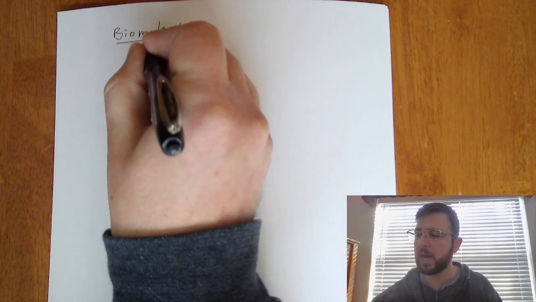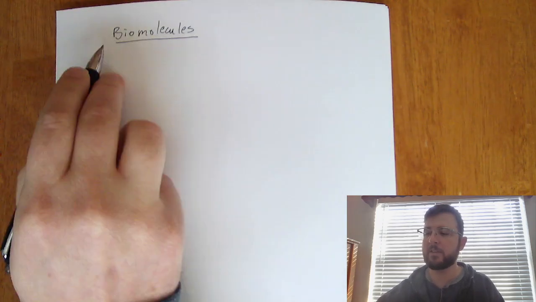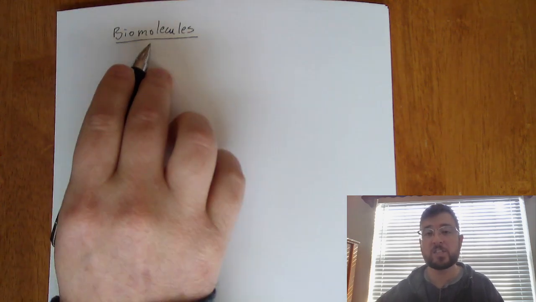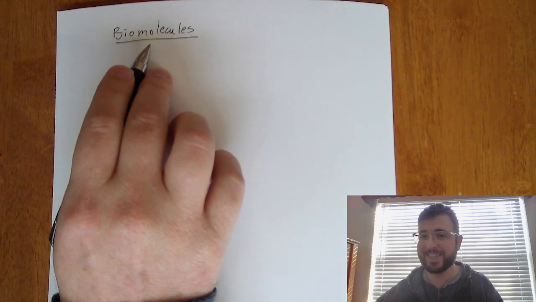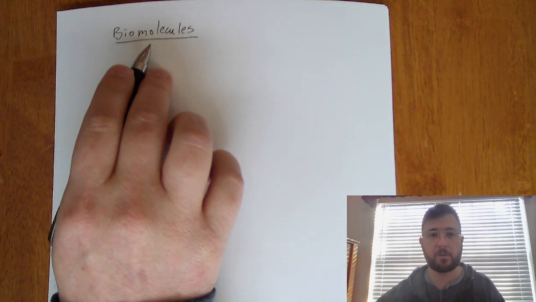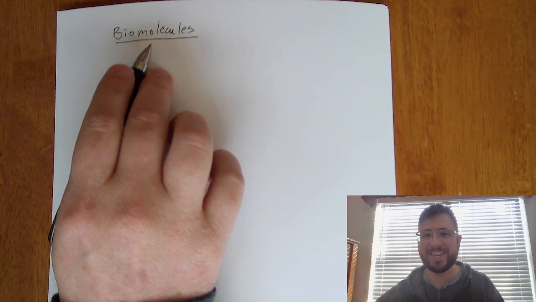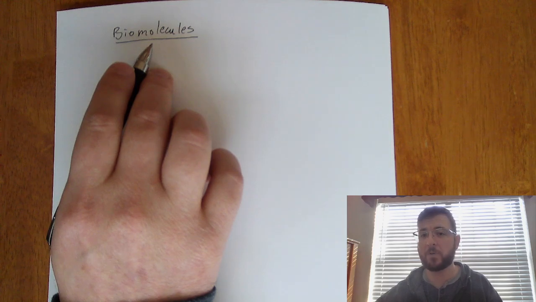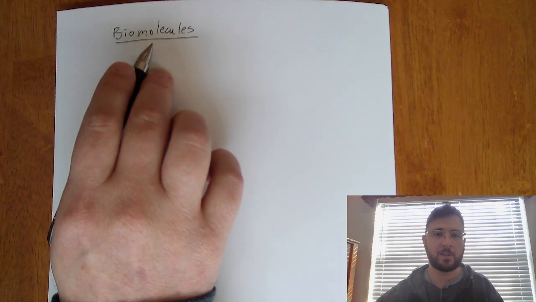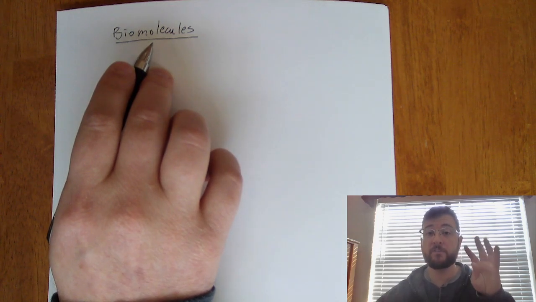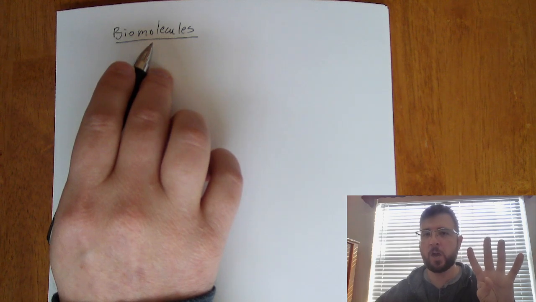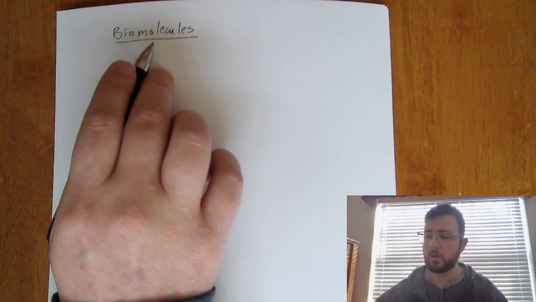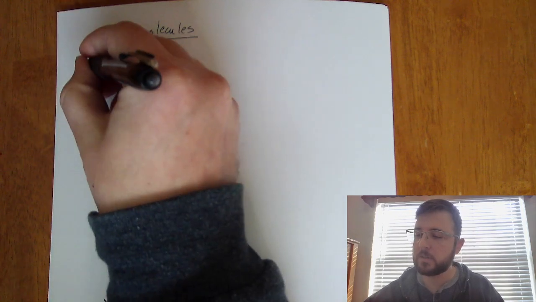Biomolecules. Bio, of course, you'll remember, means life, and a molecule is a group of atoms that are chemically bonded with one another. So biomolecules are found in living things. These are the macromolecules that are found in all living things. And there are four biomolecules.